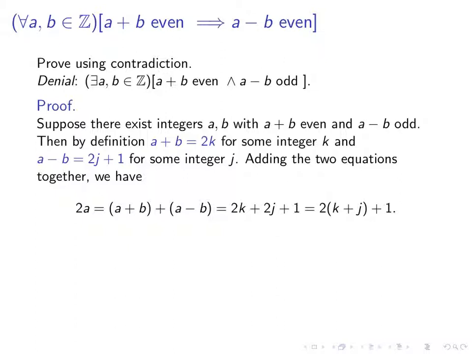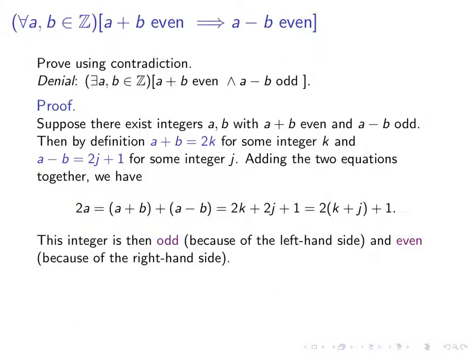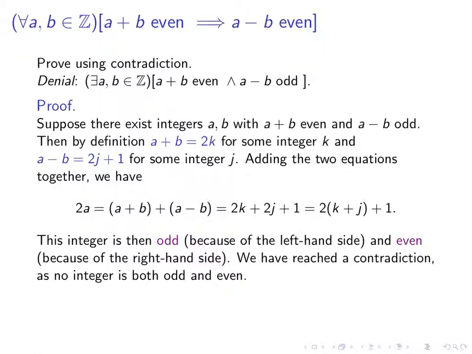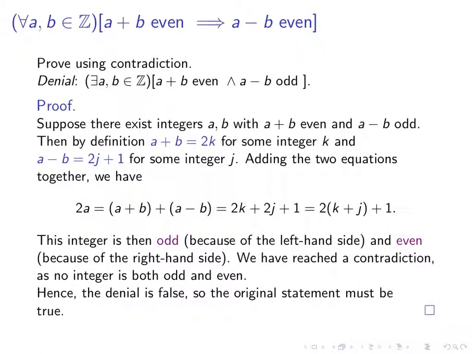which you can use the distributive property to factor out a 2, and now you have an odd number equaling an even number. It's a contradiction because no integer is both odd and even, and hence the useful denial over here is false, so the original statement must be true.